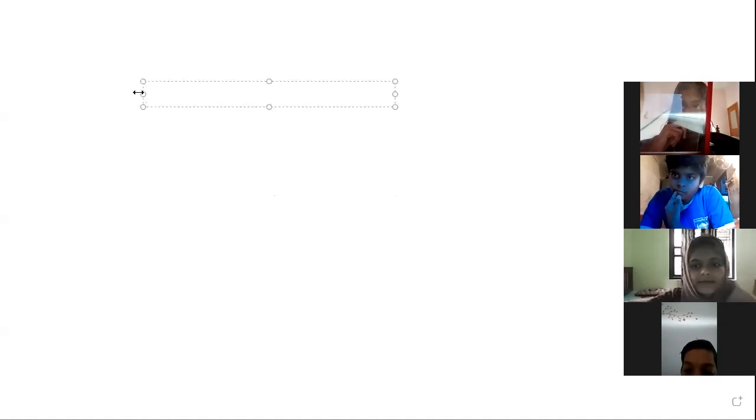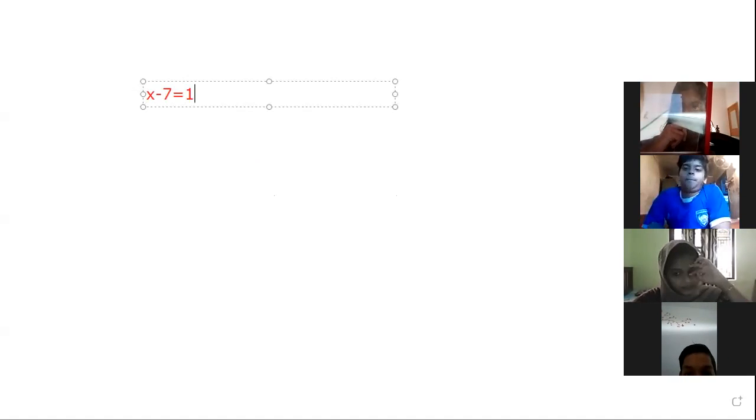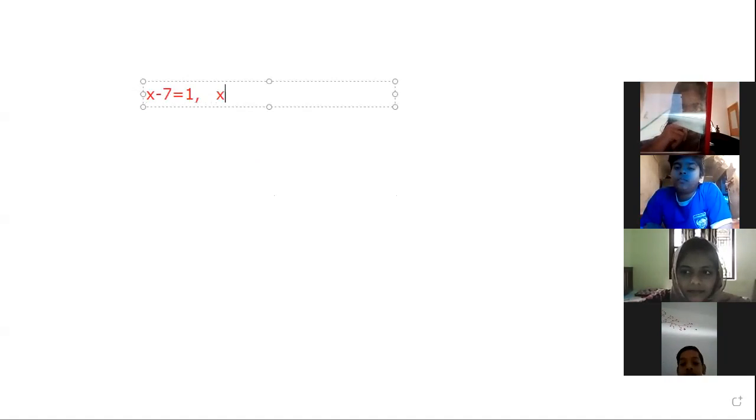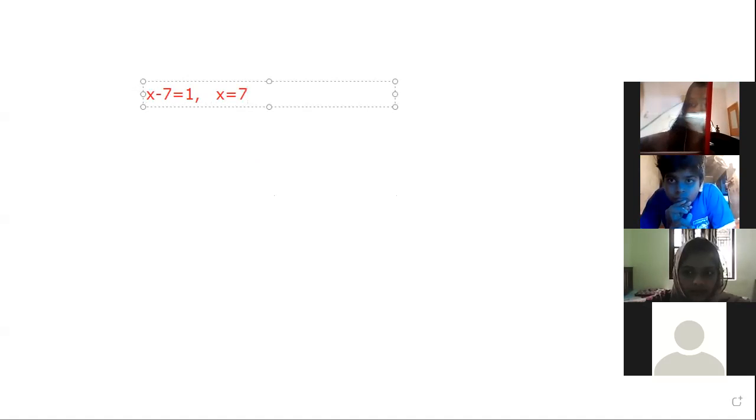Next equation is x minus 7 is equal to 1. In this case, the value of x is given as x is equal to 7. Is it satisfying? No. If you put 7 in place of x, then 7 minus 7 is equal to 0, not equal to 1, is it? Yes. Okay, then this value of x is not satisfied. So we can write in your table as no.